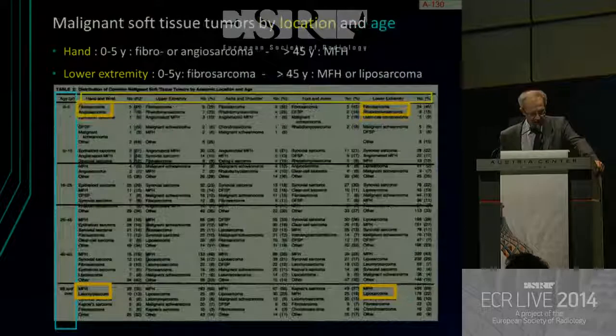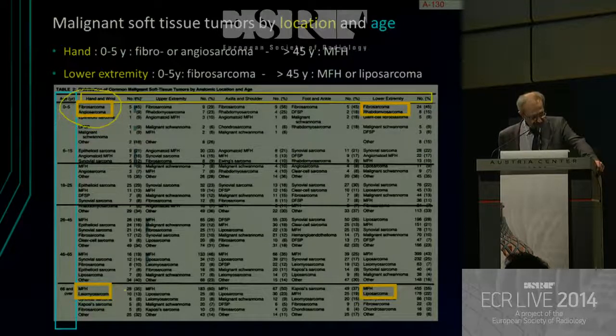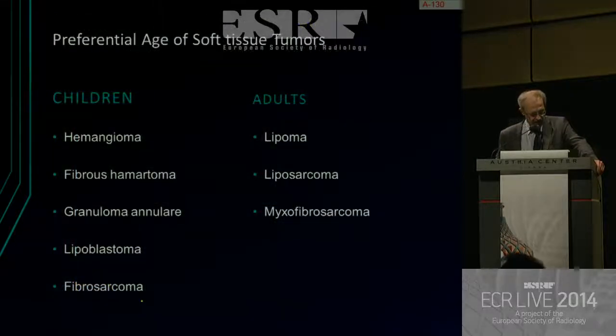And they also have tables for malignant lesions. So for instance, a hand and wrist lesion in a young child will be fibrosarcoma or angiosarcoma, and a lesion in the hand in an older person will be malignant fibrous histiocytoma or leiomyosarcoma. So just looking at the location and the age and these tables gives you an idea of the name of the lesion.